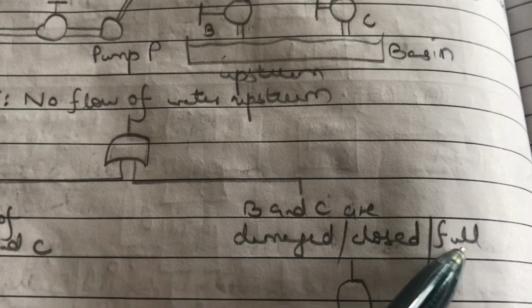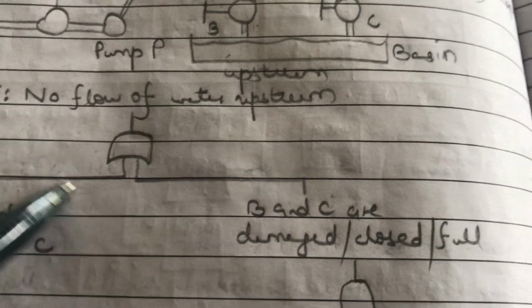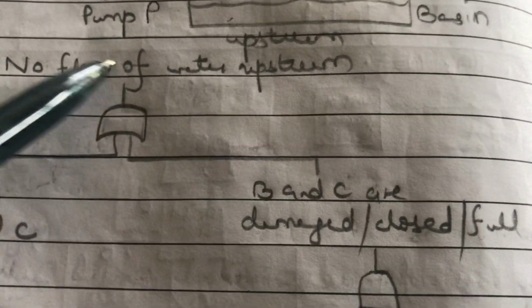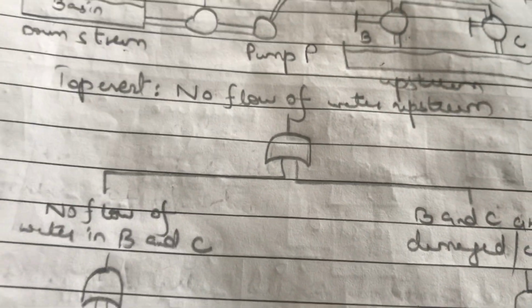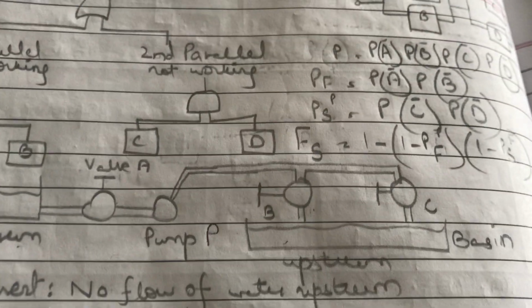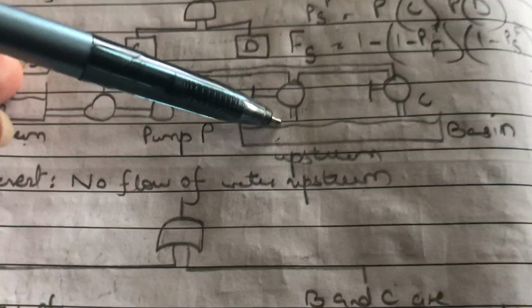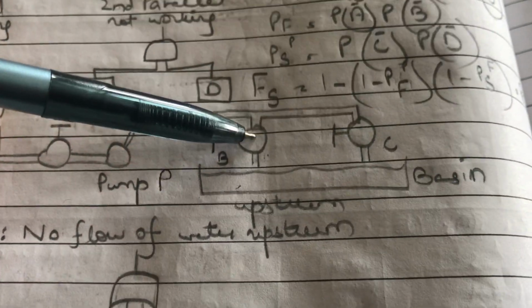B and C are damaged, closed or full. So that's why we draw these possibilities in the form of an OR gate. Got it? Okay, now we have said that either there is no flow of water or they are damaged. So first we see why there is no flow of water.